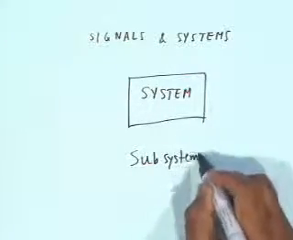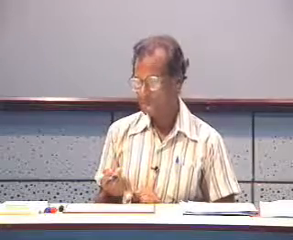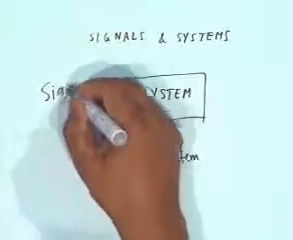If a system is broken up into various parts, each part is called a subsystem, and therefore you can also say a system is an interconnection of subsystems. Subsystem in turn is composed of physical devices and components. A system by itself cannot achieve anything. A system must be closely interlinked to what? To signals, to quantities, or to phenomenon known as signal.